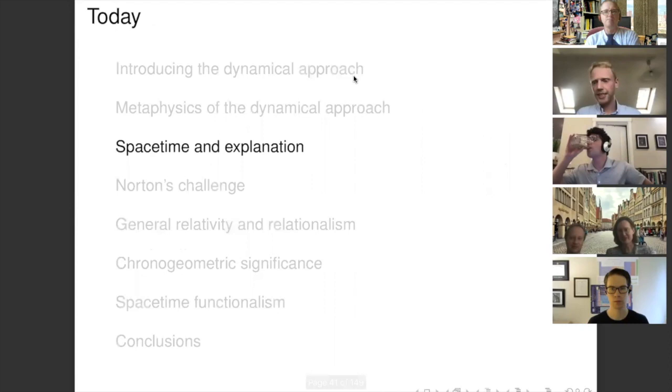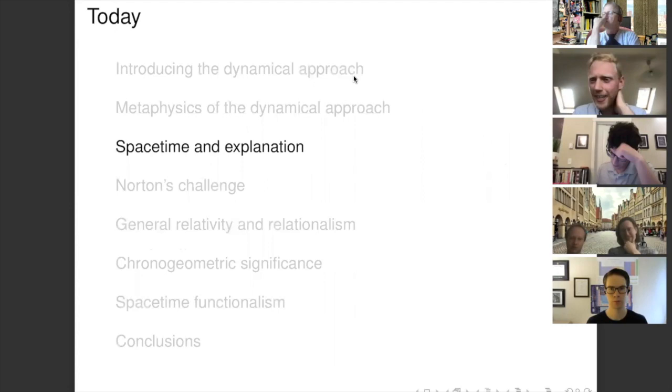So space-time and explanation. What I want to think about now is whether those Brown-Pooley critiques of how it could be the case that space-time is explaining the behavior of matter are too fast. As a kind of autobiographical note, I used to side with them, but I now think that there are ways of understanding what the geometrical approach is about, which don't make it subject to these Brown-Pooley critiques. So that's what I want to explain in this section.